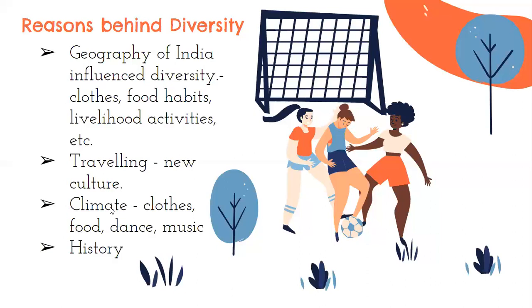Now, imagine people living in Cherrapunji in Meghalaya, in Mizoram, and people living in, again, Jammu and Kashmir, right? They have such different clothes because Jammu and Kashmir is very cold, and Cherrapunji is very hot and humid. So the kind of clothes they wear, the food that they eat, the dance, the music, everything is very different. So climate impacts diversity, right?